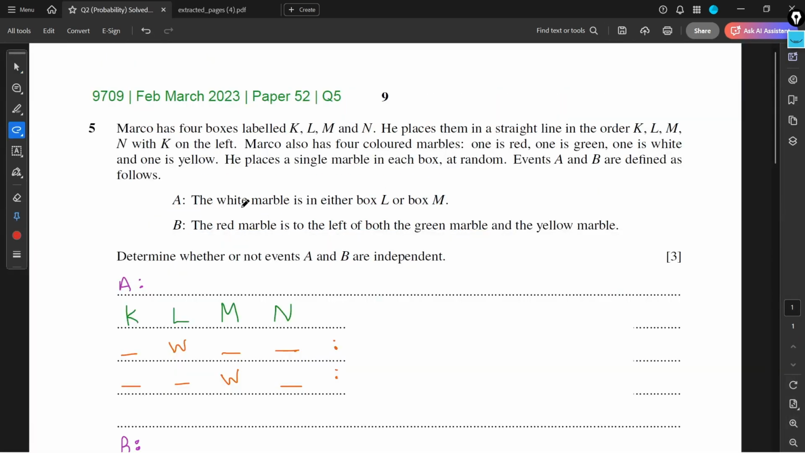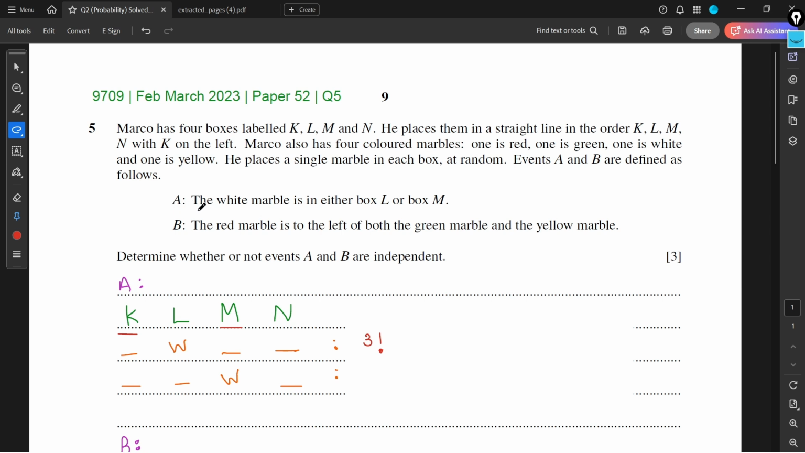So event A states that the white marble is either in the box L or M. I have drawn both the possibilities over here. Now for the possibility where my white marble is in the box L, I have the remaining three boxes and three other colored marbles which I can arrange over here. So what are the total arrangements such that W stays in the box L, but I can arrange the remaining colored marbles in the three empty places? It's going to be 3 factorial ways. So 3 factorial ways becomes the favorable outcome of the event A.